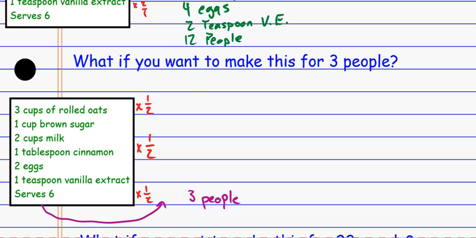the new recipe translates into 1.5 cups of rolled oats and 1/2 cup of brown sugar. I'm just going to do the units this time. 1 cup of milk, 1/2 tablespoon of cinnamon, 1 egg, and 1/2 teaspoon of vanilla extract, okay? But the idea here is just multiplying instead of setting up a proportion for each of these things, okay?